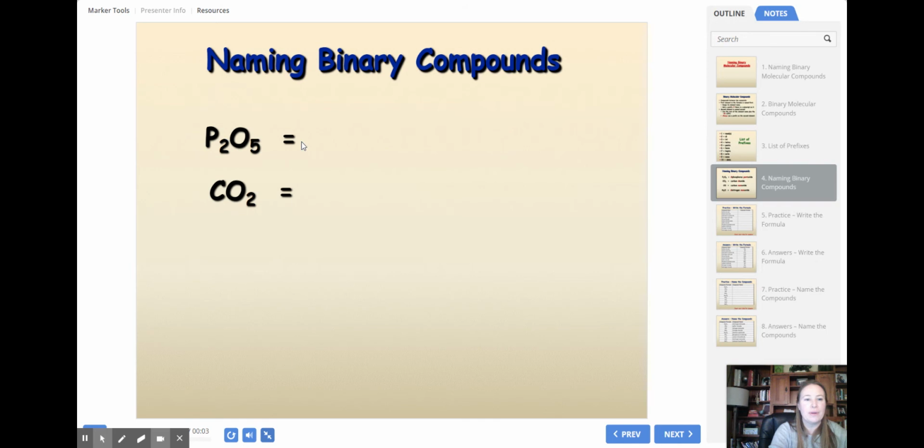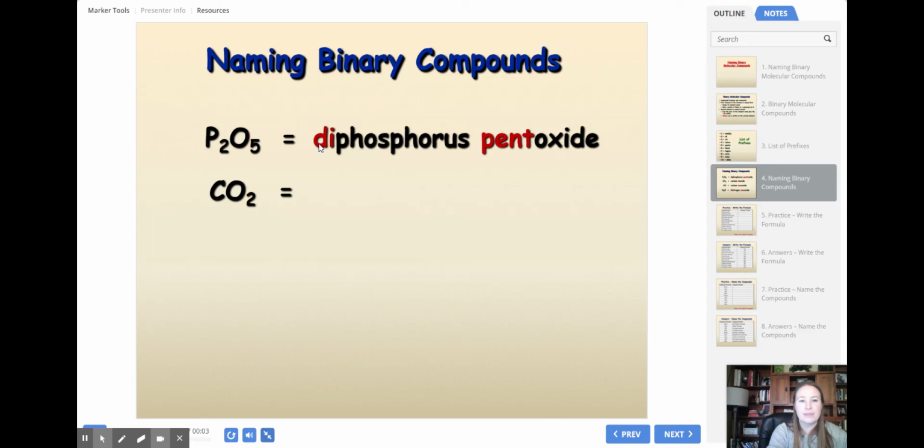All right, so we're going to name the first element, which is phosphorus, and there are two of them. So it's going to be diphosphorus, and then oxide is the second one, but there are 5 of them. So it's going to be diphosphorus pentoxide. Notice that we dropped the A on penta because it's before a vowel, so we don't have a double vowel there. So it's just pentoxide.